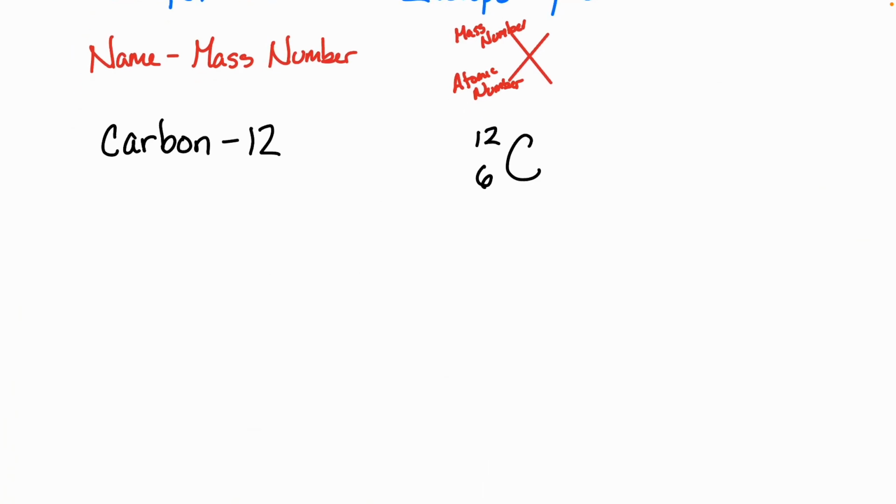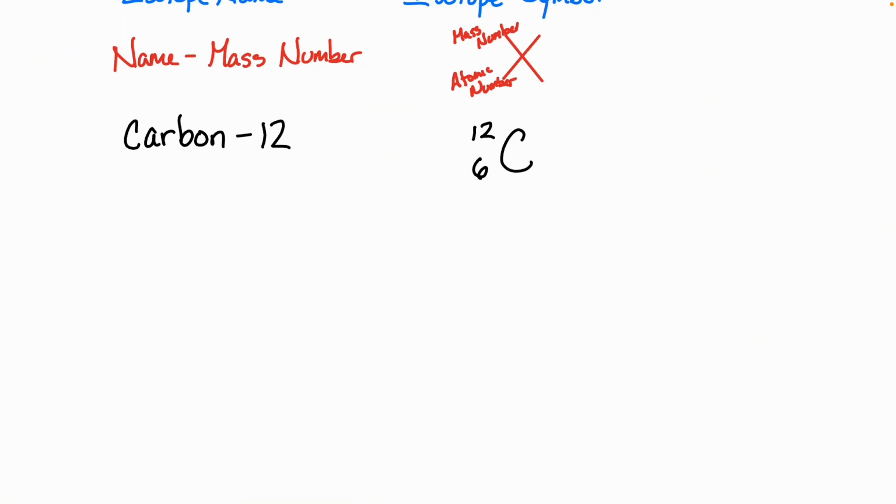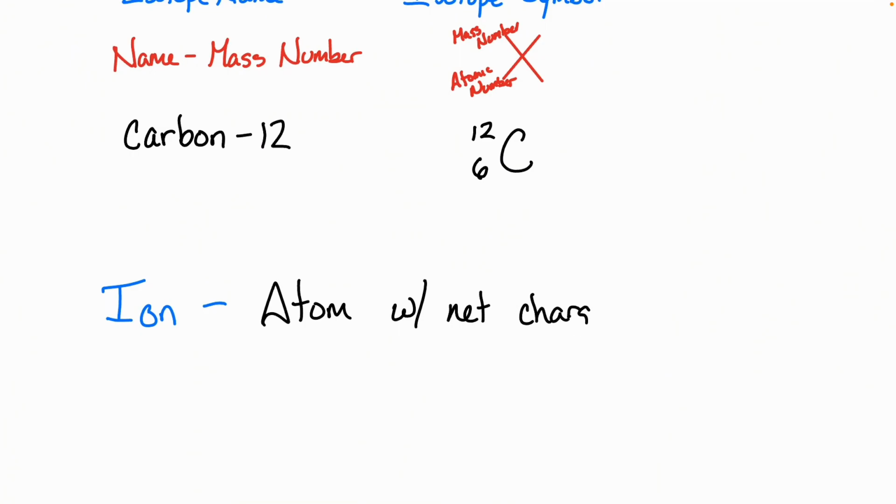And our last vocab word that we're going to need here is ion. These are going to be very important. We'll see them over and over again. An ion is an atom with a net charge.